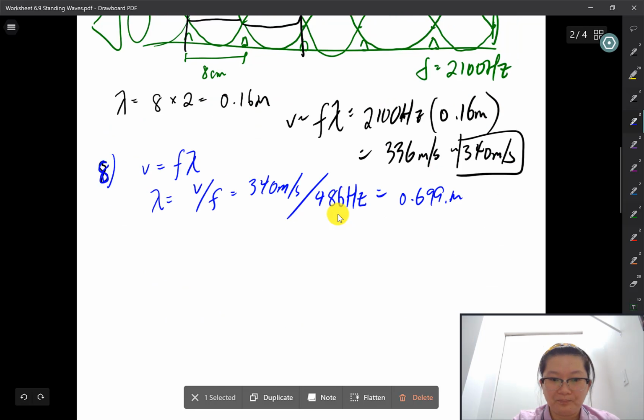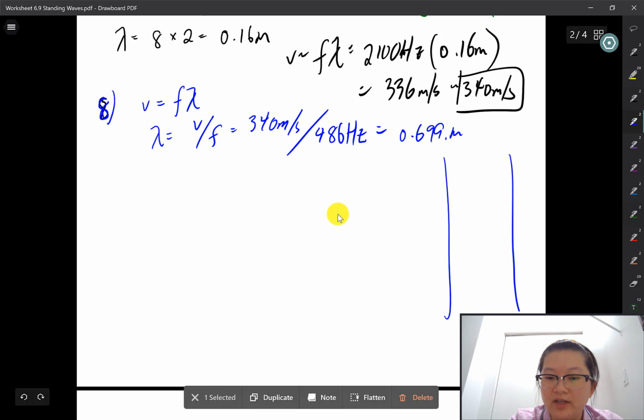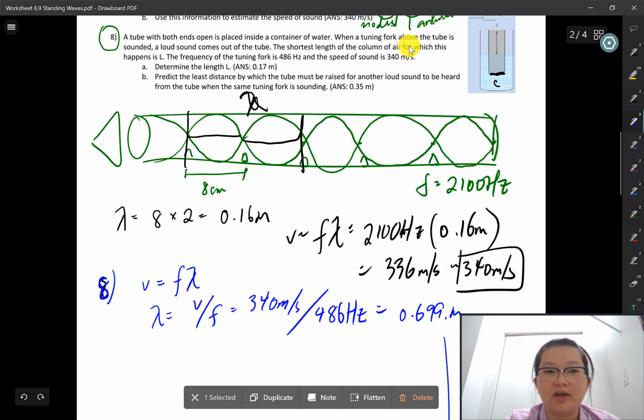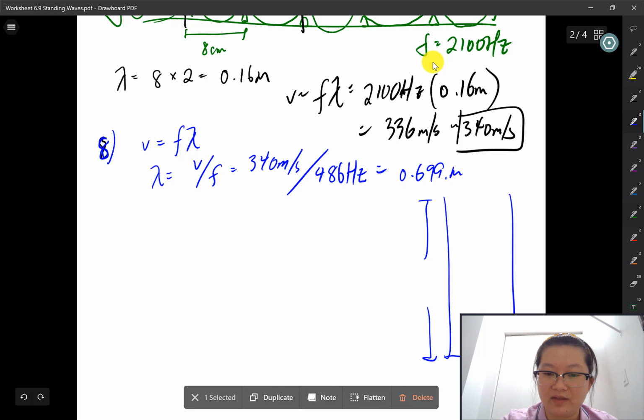Okay, so when you do this problem, you need to be fully fluent in drawing all of the diagrams associated with open open, closed closed, and closed open pipes. You need to know how to draw those diagrams very well. First of all, we want to figure out the shortest length. Okay, so the large sound was heard when the length was the shortest, meaning we're going to fit the least number of wavelengths as possible inside this distance L in the tube.